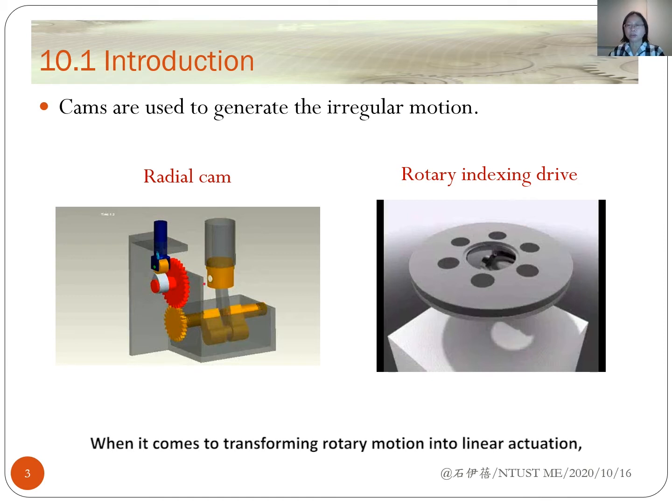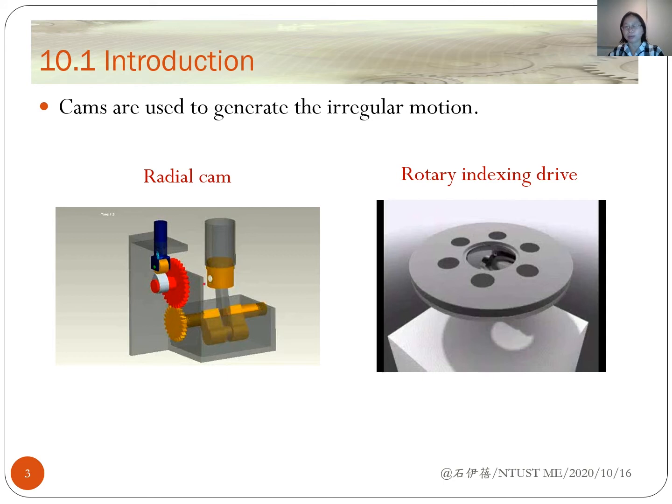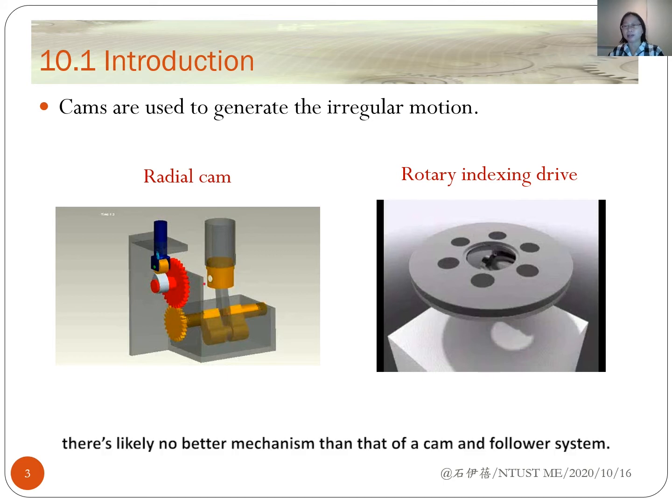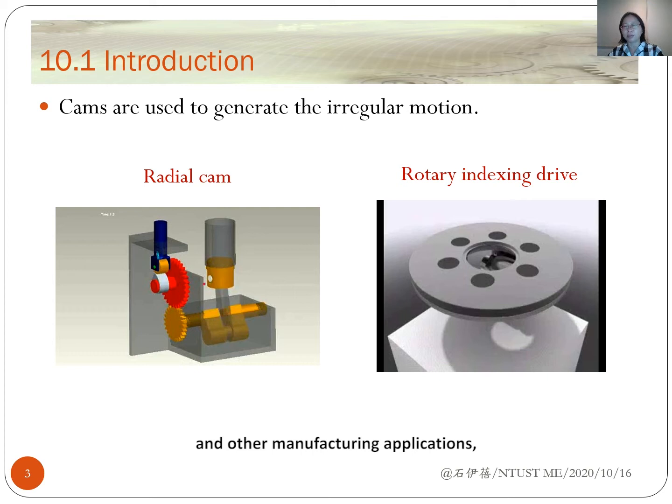When it comes to transforming rotary motion into linear actuation, there is likely no better mechanism than that of a cam and follower system. Cam and follower mechanisms are often used in engines, repeated machining, and other manufacturing applications. A cam consists of a rotating shaft with a non-regular shape used to induce the desired linear motion.